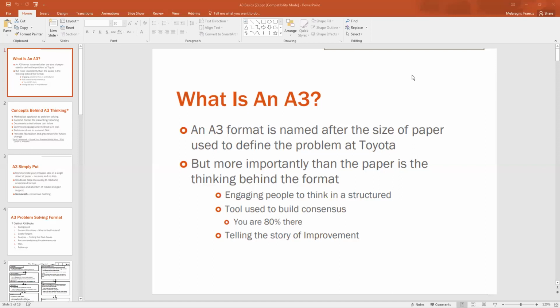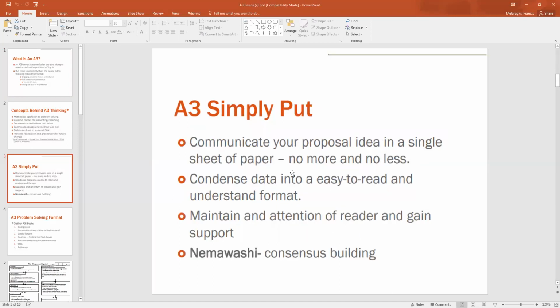So if I have a problem and I understand the entire problem, I put it on this one piece of paper called an A3. The reason behind that is to communicate your proposal in one single sheet of paper, no more or no less. It's easy to read and understand, and therefore we're more likely to maintain the attention of the reader and gain support. We're always after consensus building in lean.